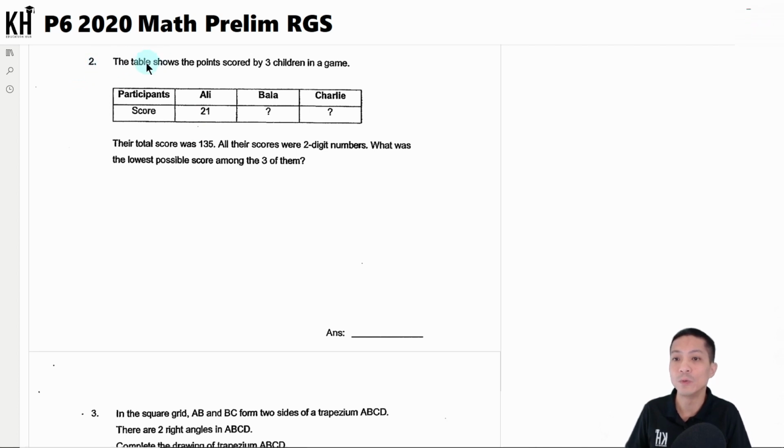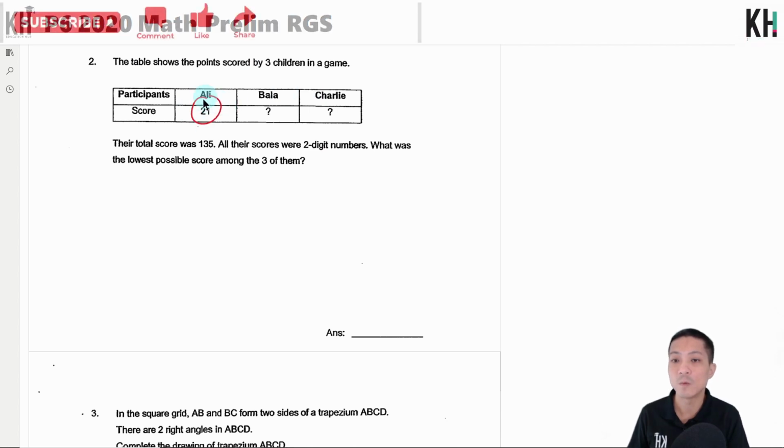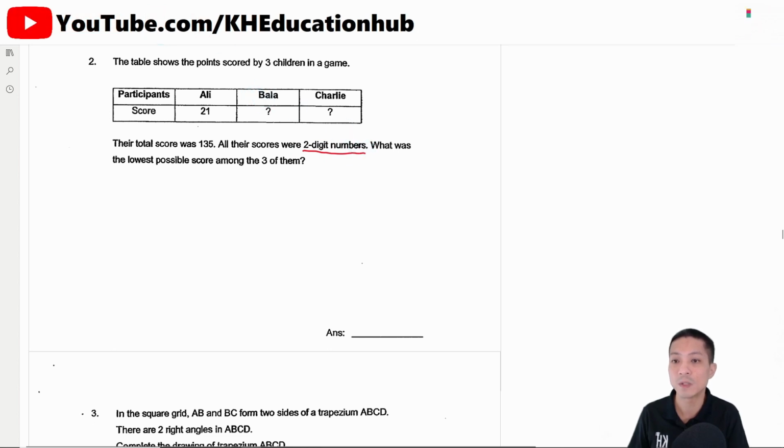Okay, question 2. The table shows the points scored by 3 children in the game. So Ali, Bala, and Charlie. Ali is 21, but then Bala and Charlie is not shown. Okay, their total score was 135. All their scores were 2-digit numbers. What was the lowest possible score among the 3 children?